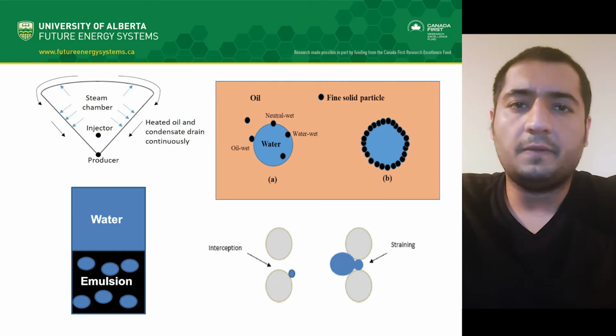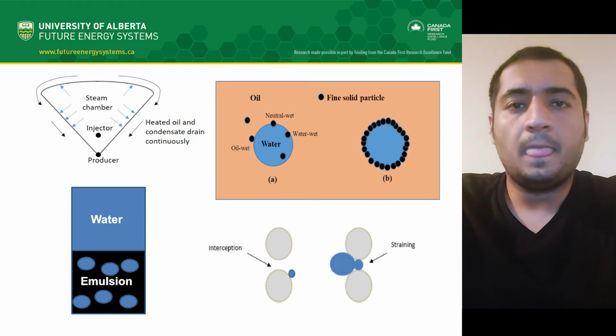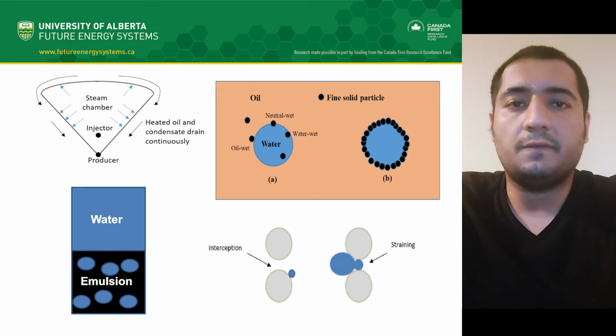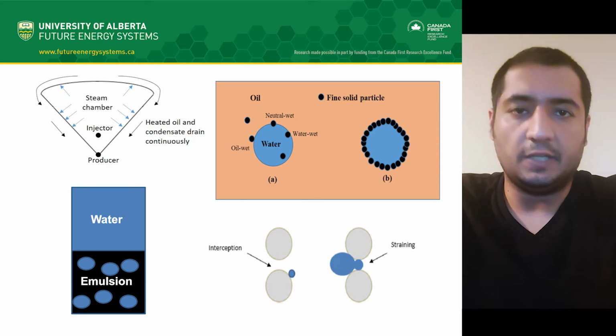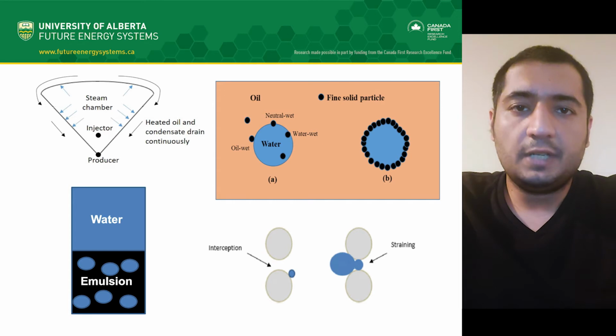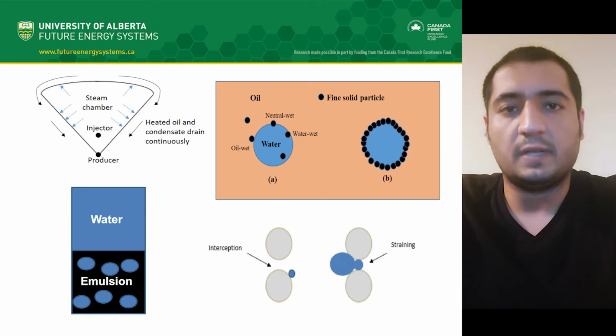But what we know from the field samples and the observation and lab testings is that the produced fluid in this process is always in form of an emulsion, where water droplets are dispersed in a continuous oil phase. The emulsion is stabilized by the natural substances that are present in the reservoir and in the fluids.